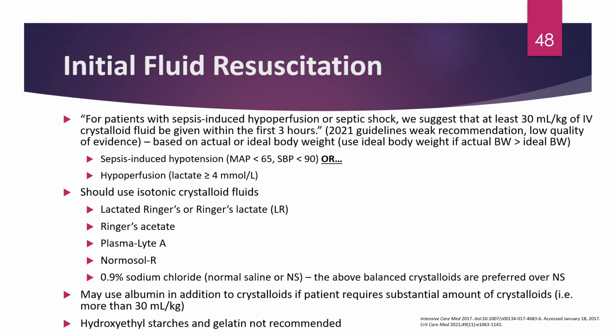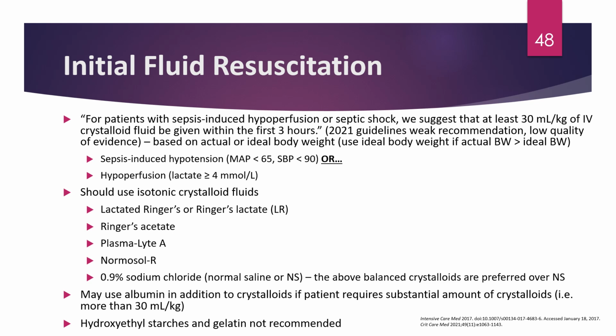So if you can't get the job done in terms of fluid resuscitating your patient, to get their blood pressure and hemodynamic status normal after the 30 mils per kilo, you can consider giving albumin, which remember is a colloid type solution, in addition to the crystalloids you've given, if the patient's requiring a significant amount of crystalloids.